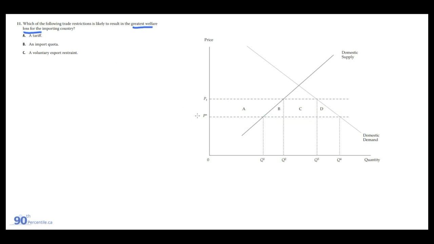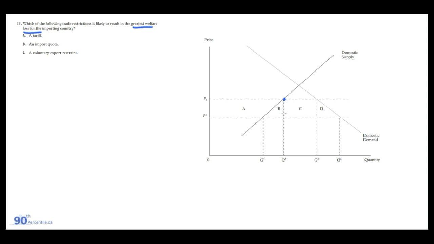So if we're using the example of a tariff, basically what's going on is the government's increasing the price, right? They're putting a tax on the imported good to increase the price, right? So now the price of the good in the domestic country, or the importing country, is higher, and domestic producers of the good are going to benefit from this area here because now they're producing a greater supply at a greater price. So the area shaded A is the benefit to domestic producers.